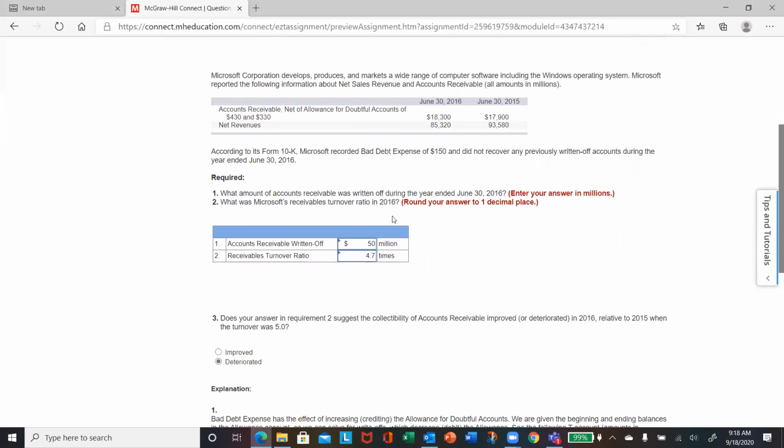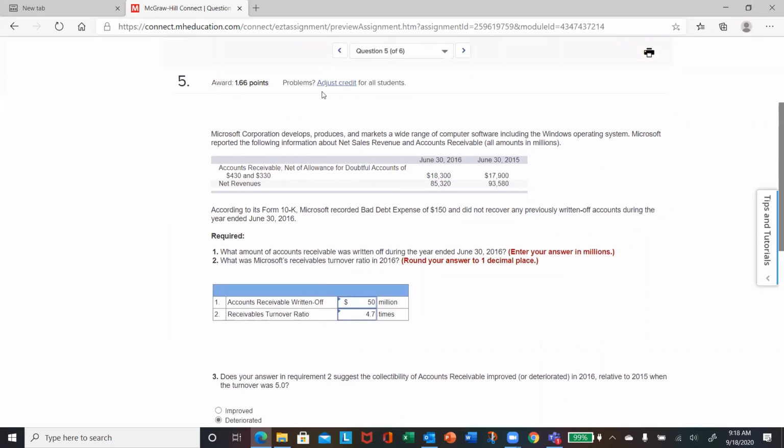And on this one, again, they want you to figure out the write-offs during the year. So we'll look at the T account on that one. And they also want us to do a turnover ratio. This was in 2016. So you'll note they give us June 30th, 2015, June 30th, 2016. You've got net of allowance for doubtful accounts of 430 and 330 respectively. So we know 330 would have been the beginning balance and 430 would have been the ending balance. And it says, according to the Form 10-K, they had bad debts expense and they did not recover any previously written off accounts during the year into 2016.